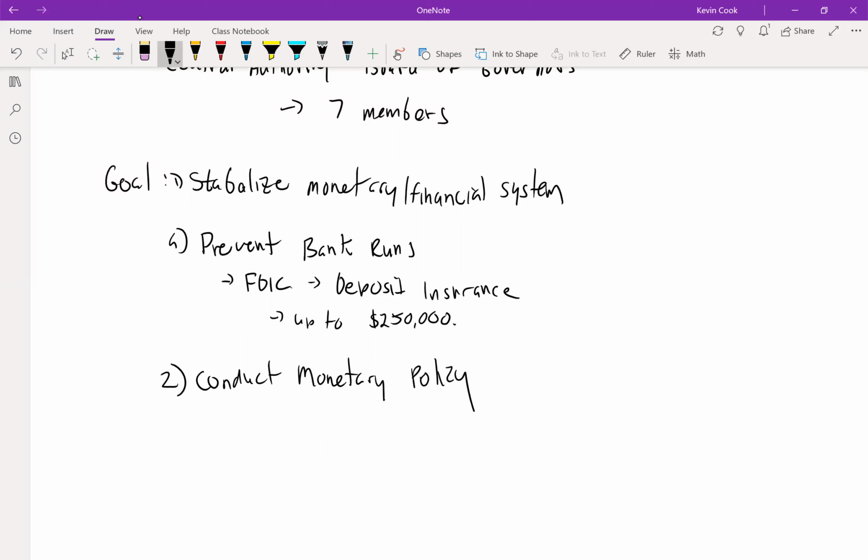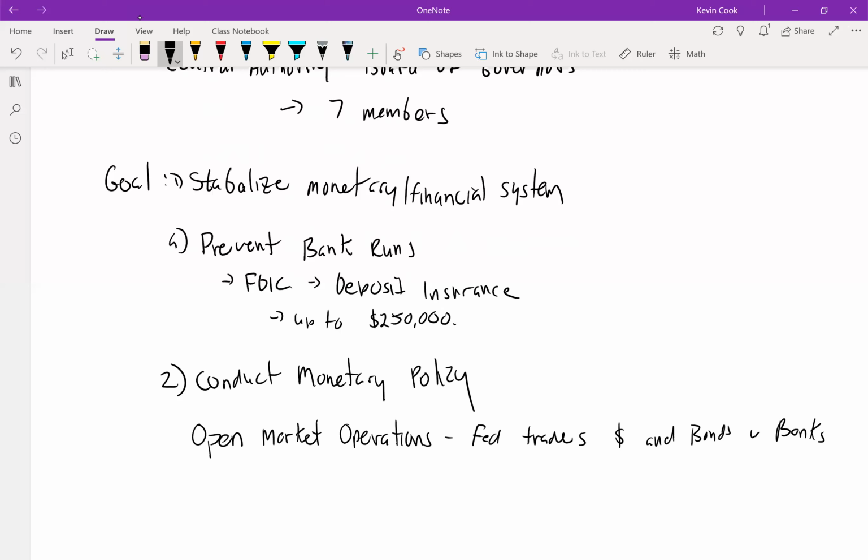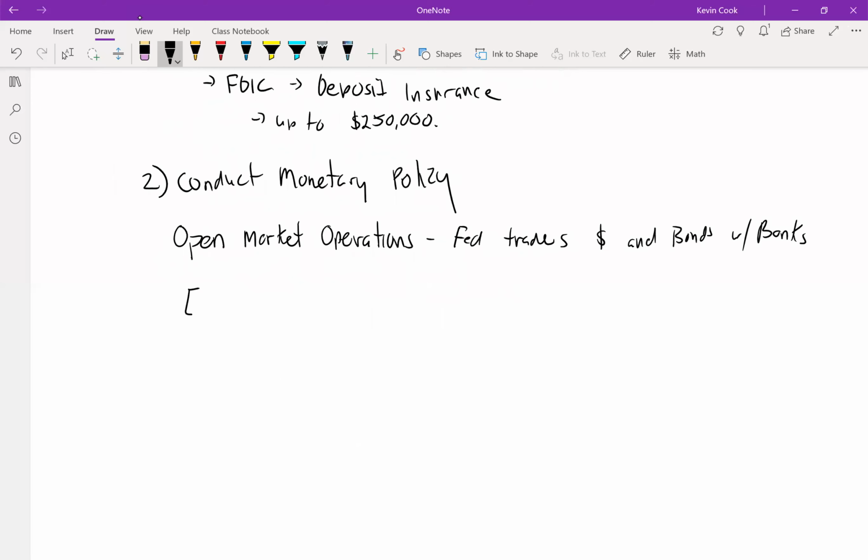And one of the big things with our monetary policy that we saw was what's called open market operations. Basically, the Fed will trade money and bonds with banks. Right. And there are kind of two things that can happen. We can either increase or decrease the money supply. So we had what's called expansionary policy, which is, again, going to increase the money supply.